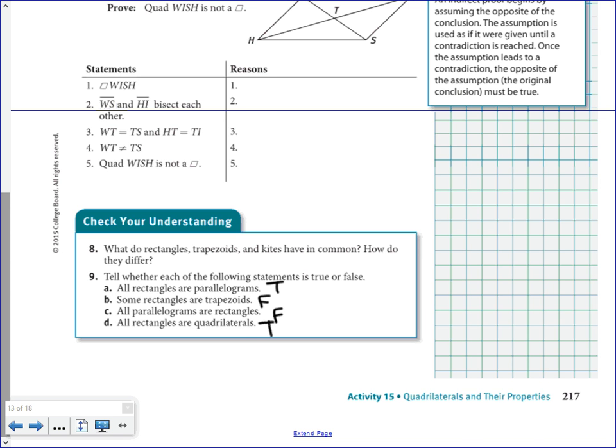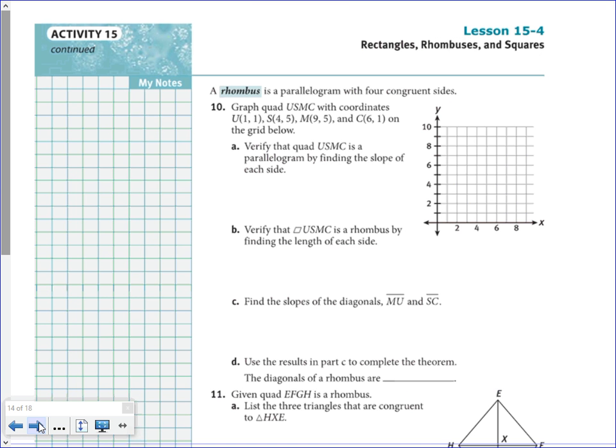So now, let's look at the next page, dealing with rhombus. A rhombus is a type of parallelogram with 4 congruent sides. So if you have 4 congruent sides, that's when you have a rhombus. So they give us this quadrilateral, and we first want to start by graphing the points they give us.